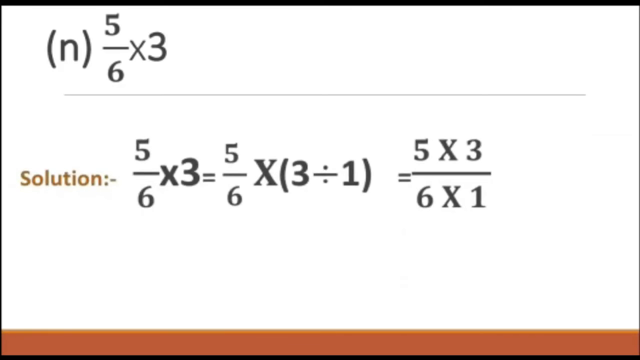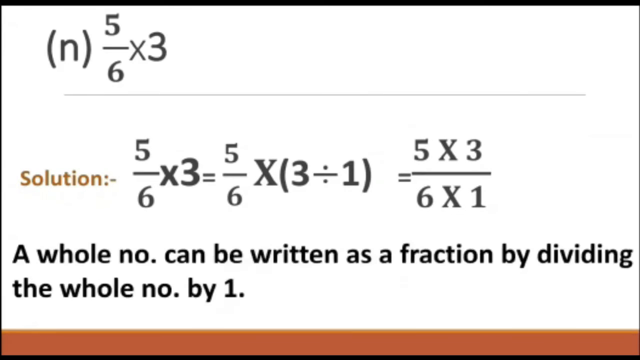Now 5 by 6 multiplied by 3. Dear students, a whole number can be written as a fraction by dividing the whole number by 1. So here we can see that the whole number is 3. So it can be written as a fraction by dividing by 1, right? So by doing this we can write 3 by 1. We can change this whole number into a fraction, right? So we can write here 5 by 6 multiplied by 3 by 1.